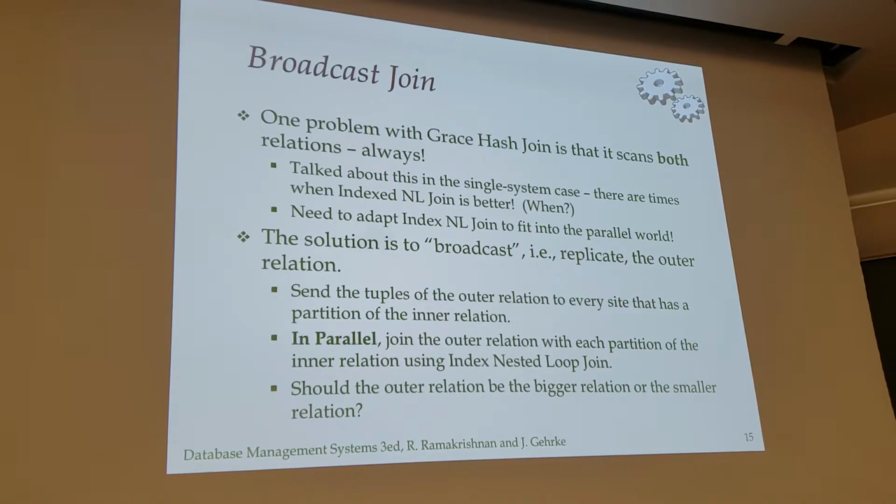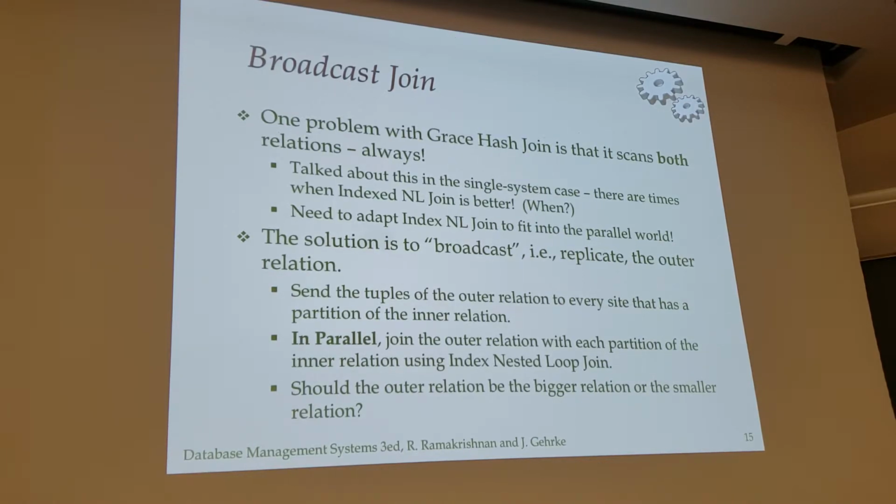R is dinky. Still might be a megabyte, but these days a meg is pretty small. R is small. I send R to all the different places that have S tuples. All of R. There are games I can play, but we're keeping it simple.